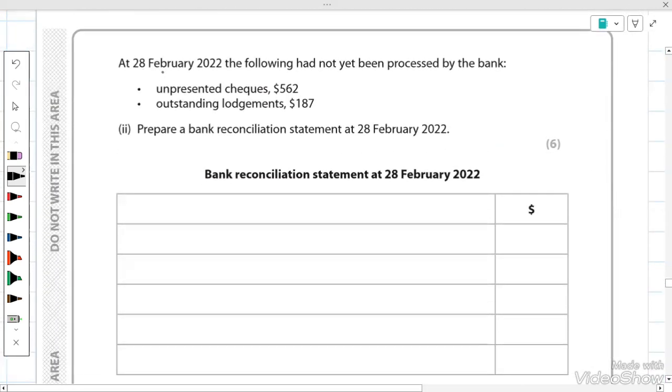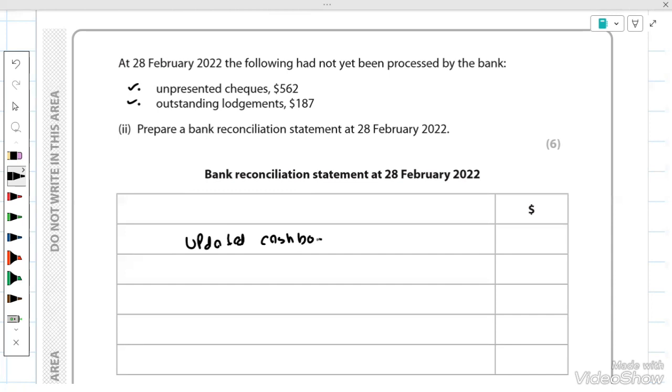Okay, so at 28 Feb 2022, the following had not yet been processed by the bank. So these are basically two things which the bank did not record. Prepare a bank reconciliation statement. So we have our revised balance, or we can say the updated cash book balance, which was 240 negative. Okay, so we have unpresented checks, which is 562.